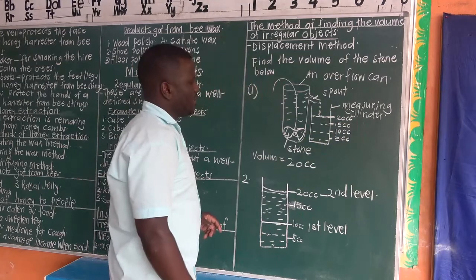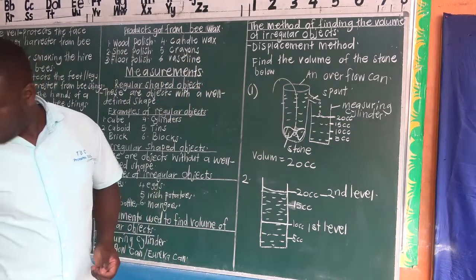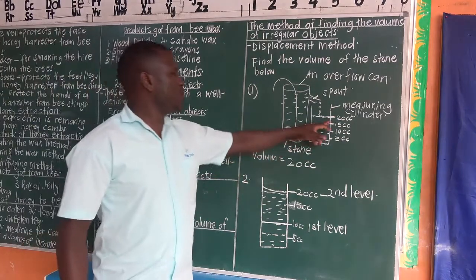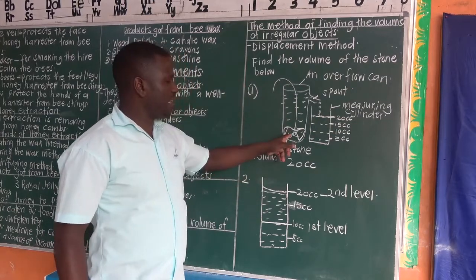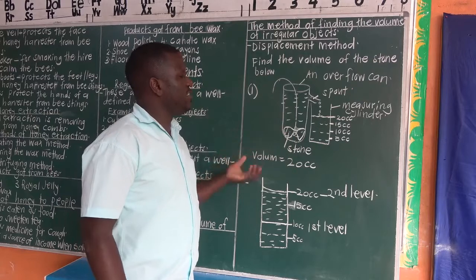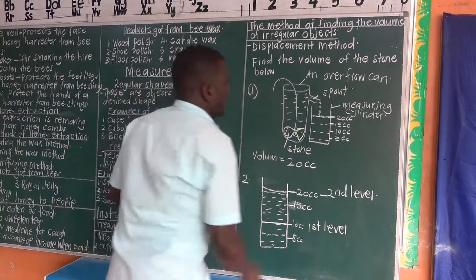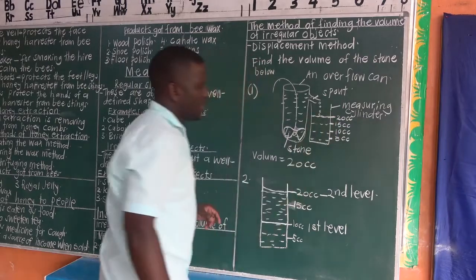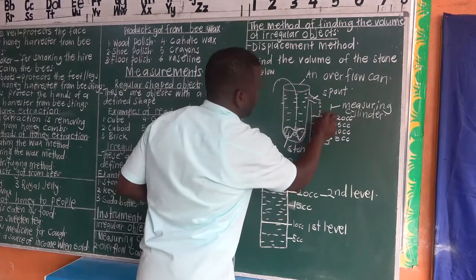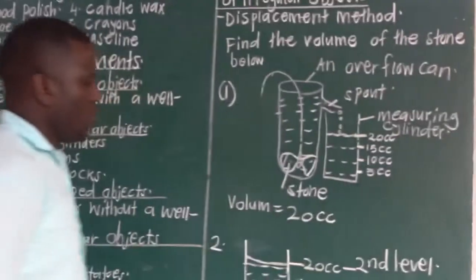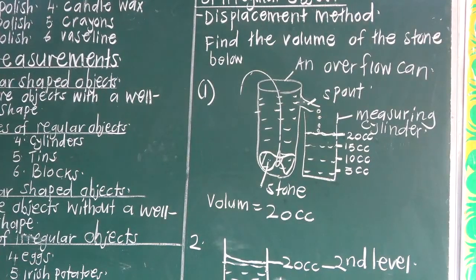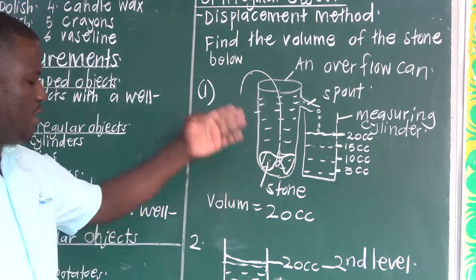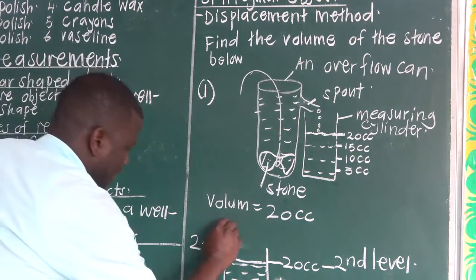Why are we saying 20 cubic centimeters? It is because 20 cubic centimeters is the amount of water that has been displaced by the stone. If this stone had displaced 15 cubic centimeters, then the water would have reached 15 cubic centimeters. But because the water has reached 20 cubic centimeters, this is the volume of the stone, or the volume of the irregular object. As simple as that.